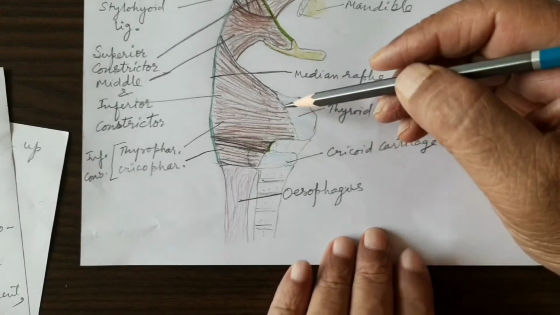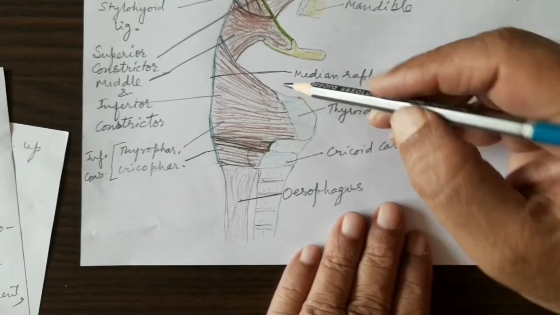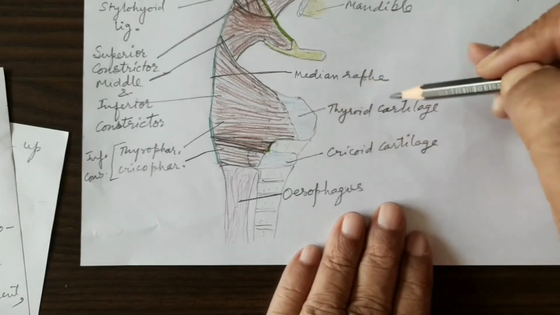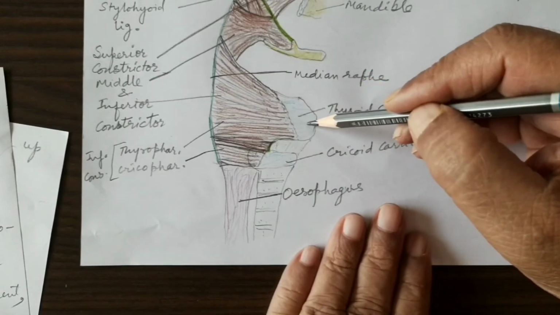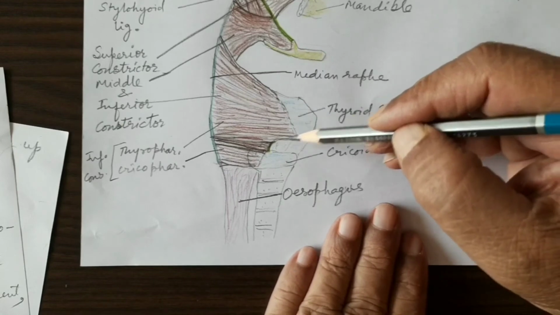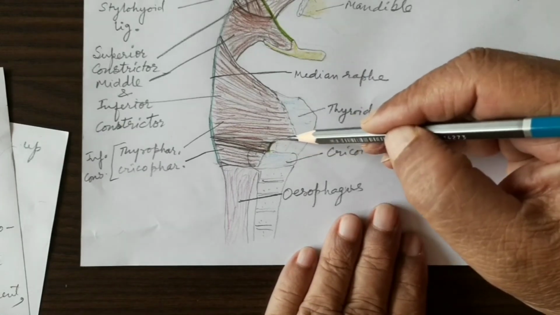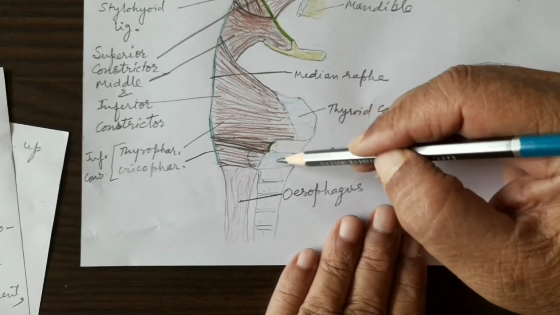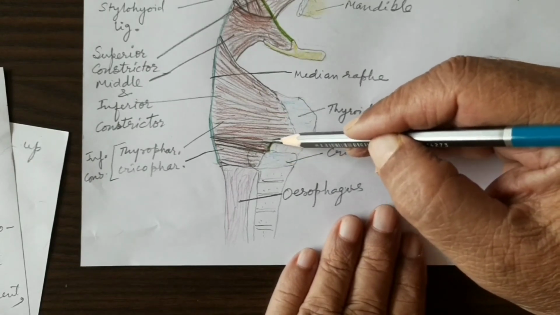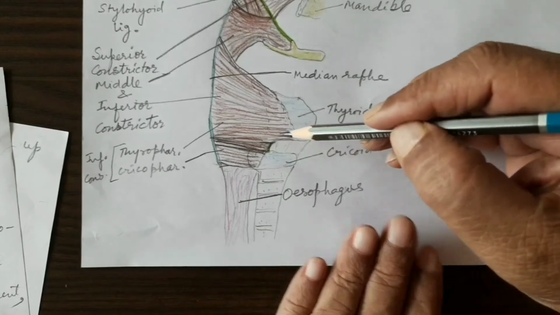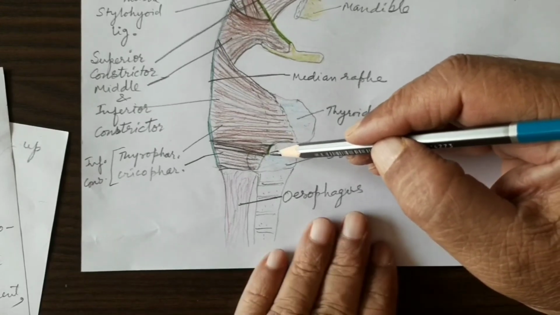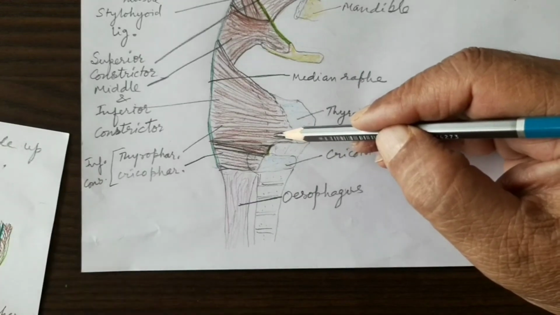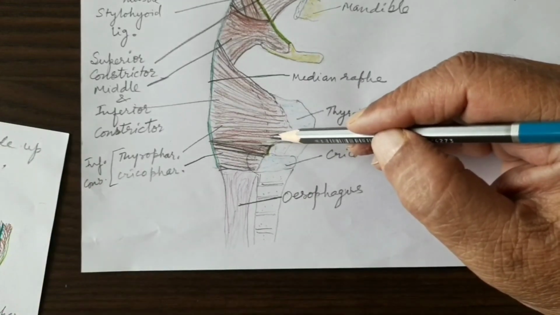Now let us see the origin of thyropharyngeus. This takes origin from the oblique line of the lamina of the thyroid cartilage, and a tendinous band, this in green color, which is extending between the thyroid and the cricoid cartilage. This will also give origin to the lowermost fibers of the thyropharyngeus, which is part of the cricoid cartilage.